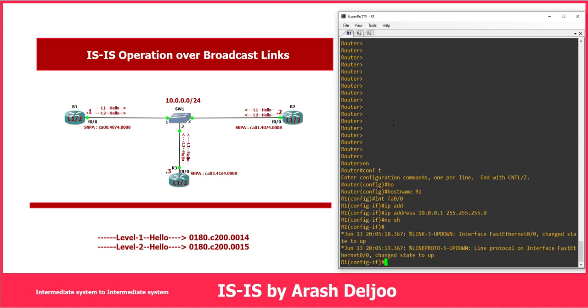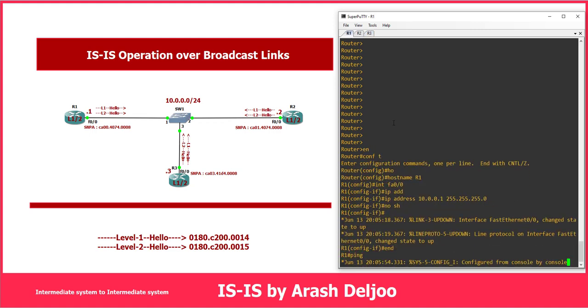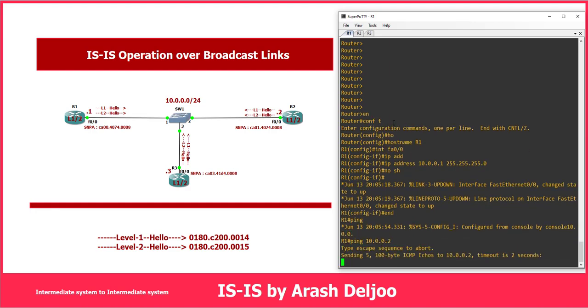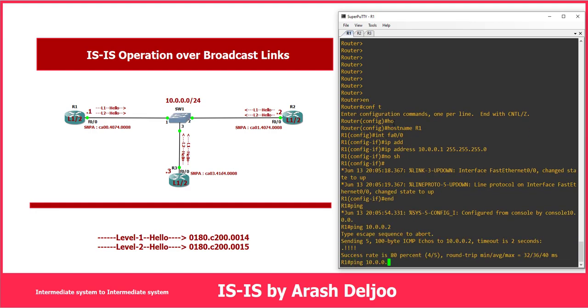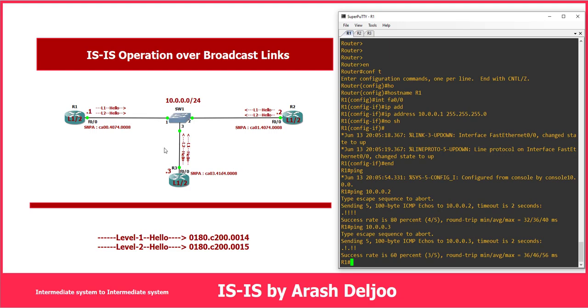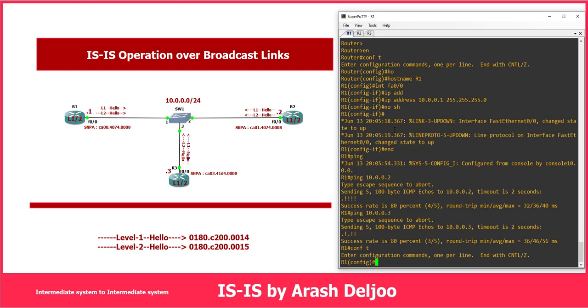Let me check the connectivity between these three routers. Ping 10.0.0.2 from router 1. We have connectivity, and also ping 10.0.0.3. That's it. Let me configure ISIS. For ISIS, because we need to have neighborship in both L1 level and L2 level, we need to configure the same area ID. Let me configure with these NET addresses. You learned about the NET address design in the previous videos.